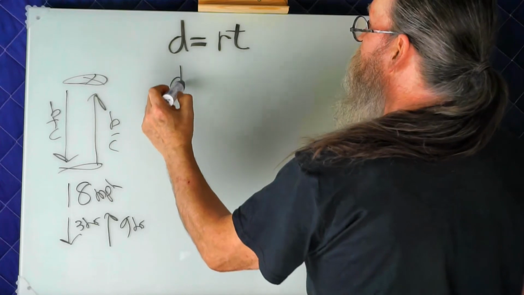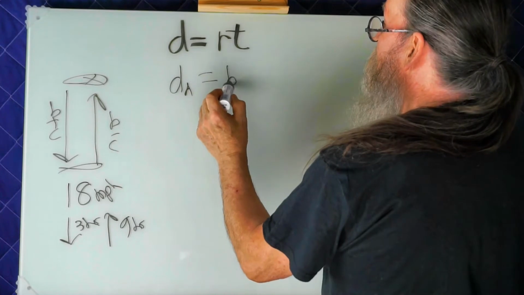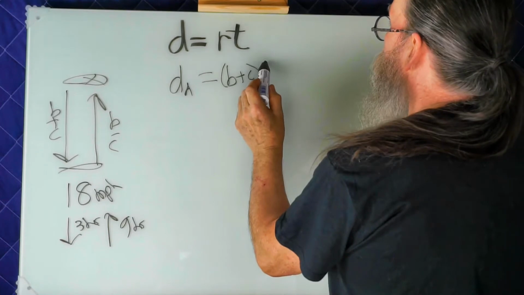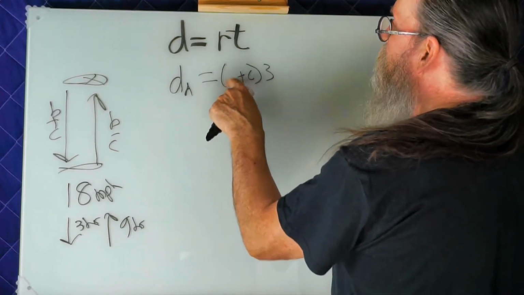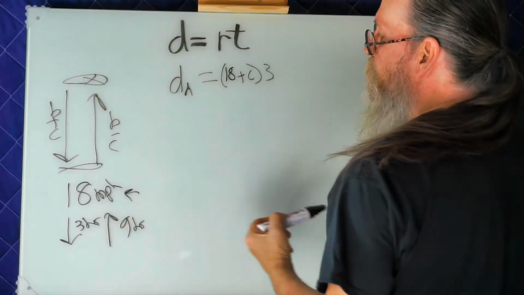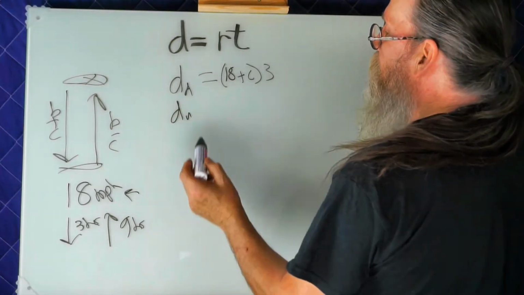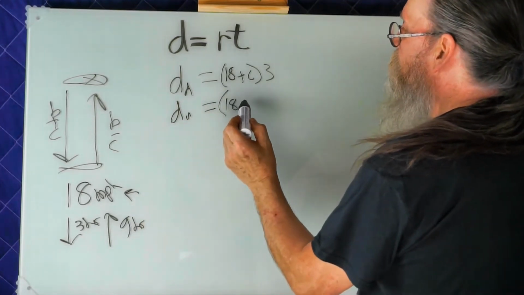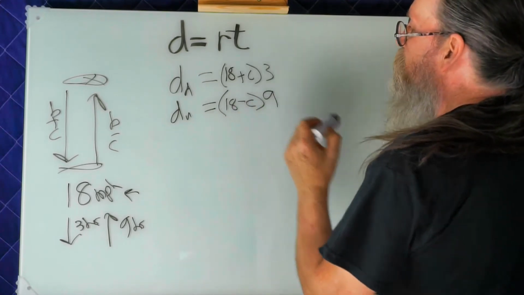So downstream, we've got the distance downstream equals B plus C for 3 hours. And we know that the speed of the boat, we can fill that in, is 18 because that's given to us. That's one of the things we're given. Then we've got the distance back upstream. That equals, again, we know the speed of the boat, 18 minus the speed of the stream, and it takes us 9 hours to go back.